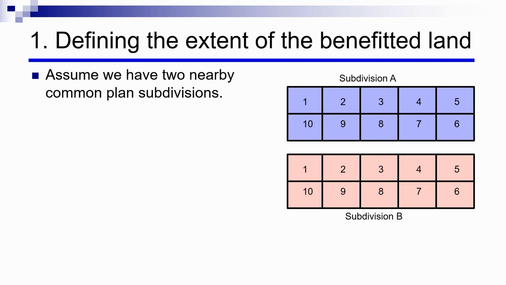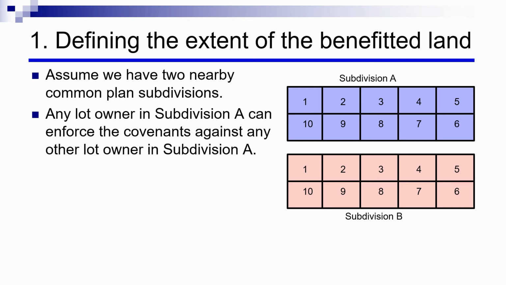We have subdivision A and subdivision B, and each of them meets the definition of a common plan that we talked about on the previous slide. So we have a common plan for subdivision A and a common plan for subdivision B. Each of them, however, is its own common plan. They're not part of the same one. Now, what the common plan tells us is that any lot owner in subdivision A can enforce the covenants against any other lot owner in subdivision A, so that lot owner 1 could sue lot owner 6, or lot owner 6 could sue lot owner 1. No big surprise there.